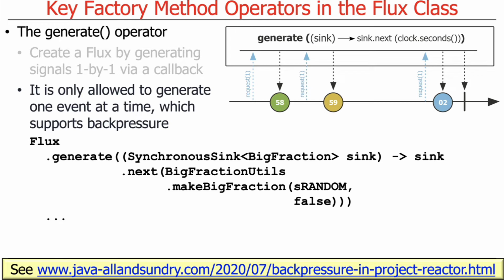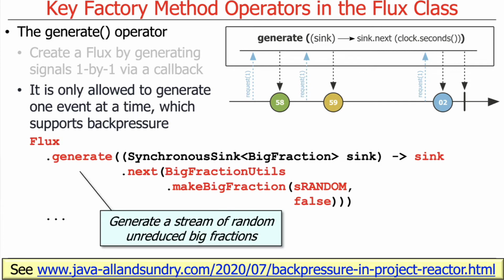Now, here's an interesting little trivia piece to remember. This will only generate one event at a time, which is kind of a de facto form of back pressure. Very simple form of back pressure because it's doing them one by one, but that's basically the way it works. So you can see here that if we say Flux generate and we pass it the right parameters, what it'll do is it will go ahead and return the next random big fraction, next unreduced big fraction here. And it'll just do one of them at a time.